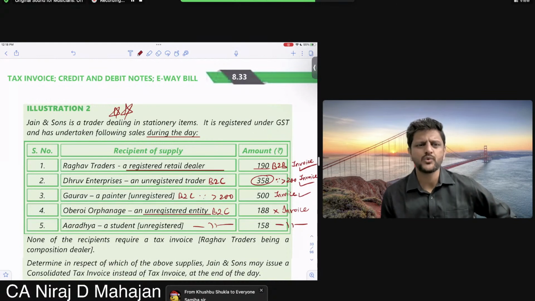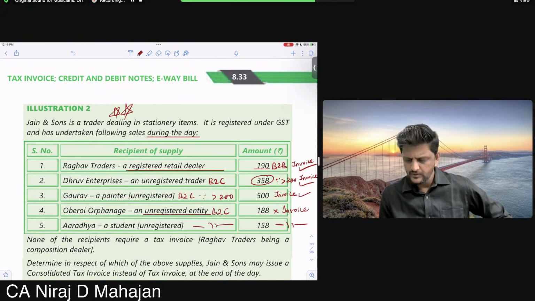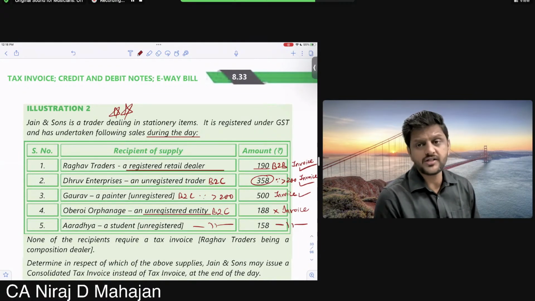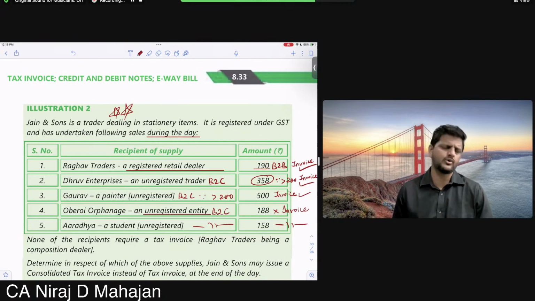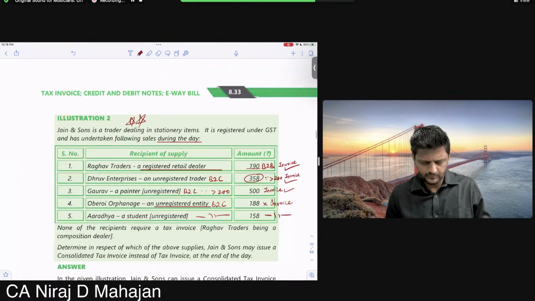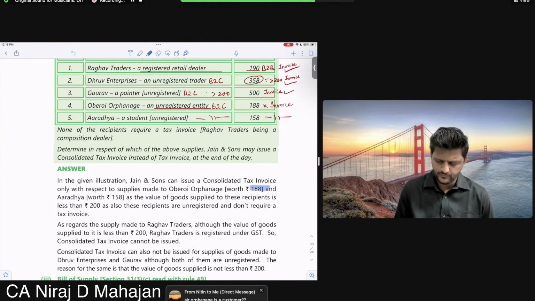None of the recipients require tax invoice. They have given in the question itself. Determine, बच्चों, in which cases he may issue a consolidated invoice instead of tax invoice at the end of each day. Last two, Oberoi and Aradhya. He has charged a tax but did not give a separate tax invoice, because he's a registered dealer, बच्चों, every supply he is taxing only. He has to charge tax, no doubt about it. Okay? Done, everybody? 188 and 158. For these two, he can do a consolidated invoice.